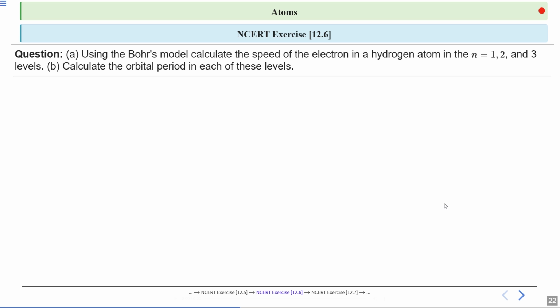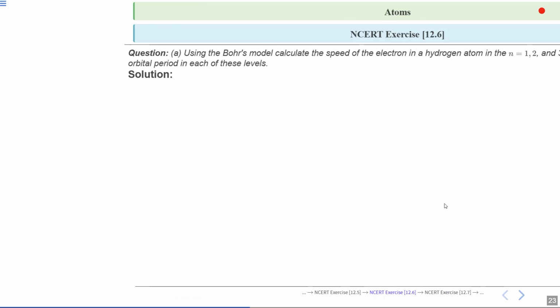It tests your understanding of the Bohr atomic model, specifically how electron speed and orbital period depend on the principal quantum number n. You will need to recall and use the formulas from Bohr's theory for electron speed and orbital period in the hydrogen atom.